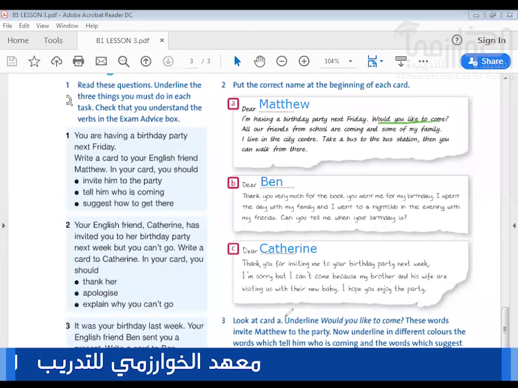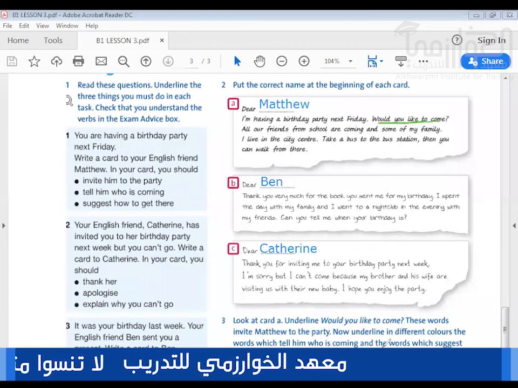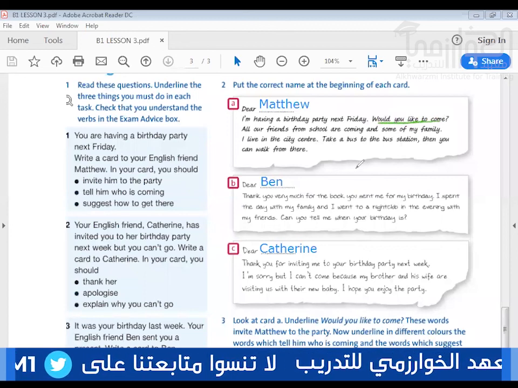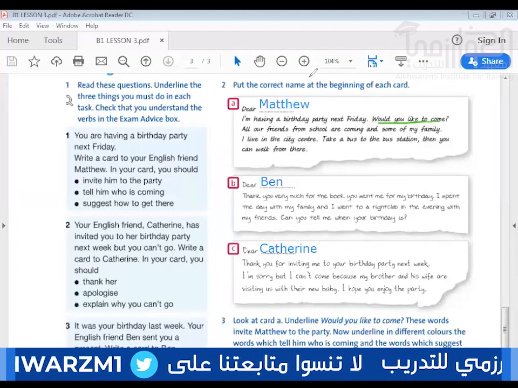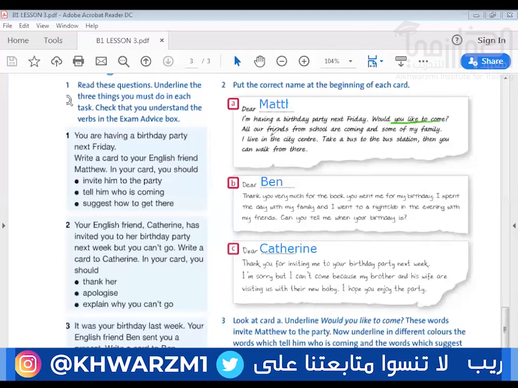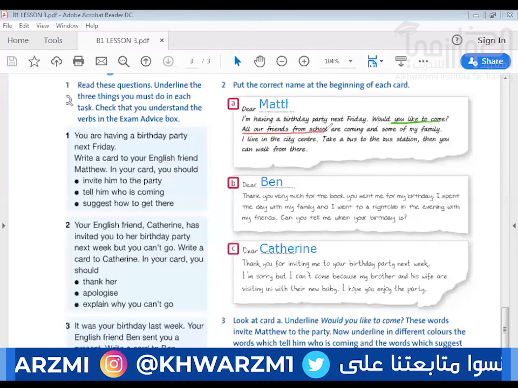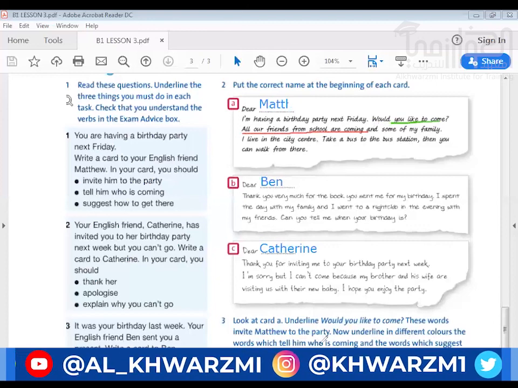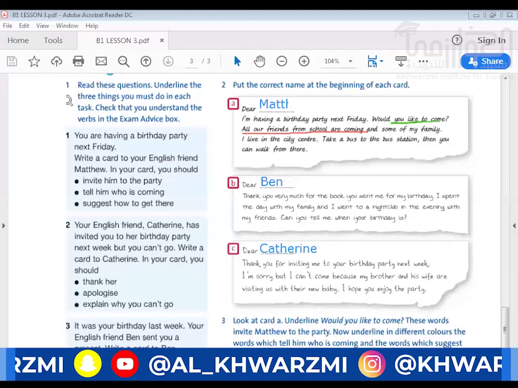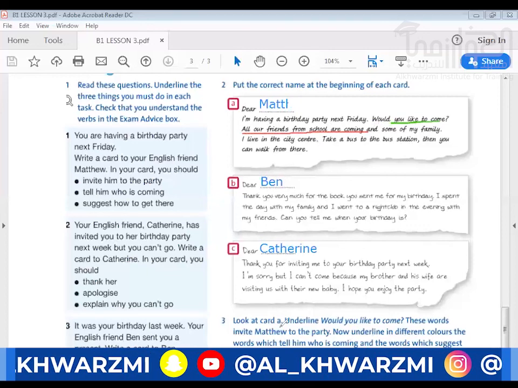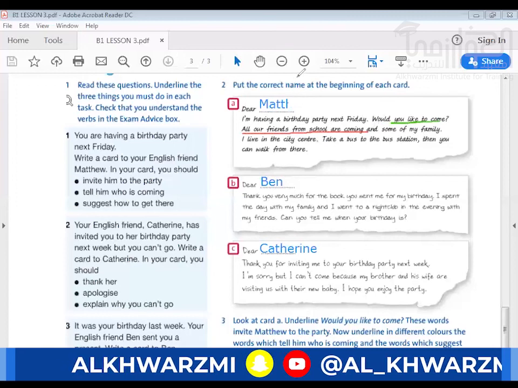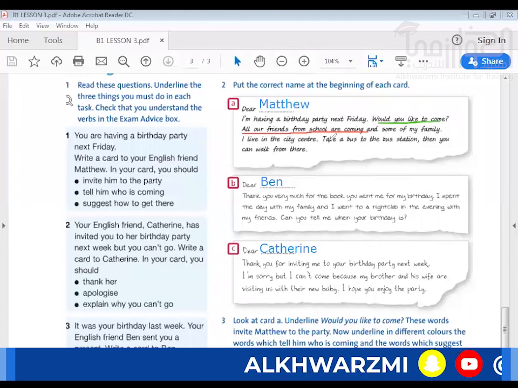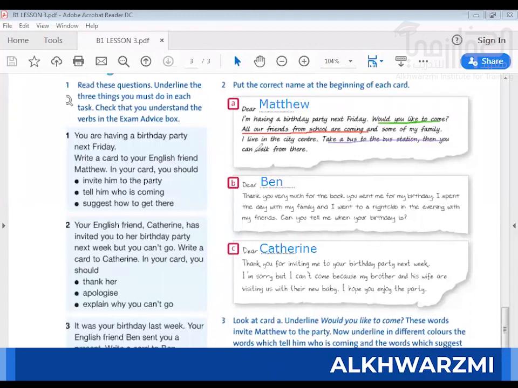Now underline in different colors the words which tell him who is coming, and the words which suggest how to get there. So who is coming? All our friends are coming. So we want to use a different color here. Who is coming? are coming, different color. And then also underline which words suggest how to get there. This is how to get there. Take a bus. And we use a different color here also to underline that. This tells how to get there.